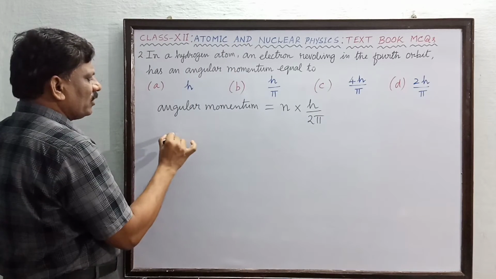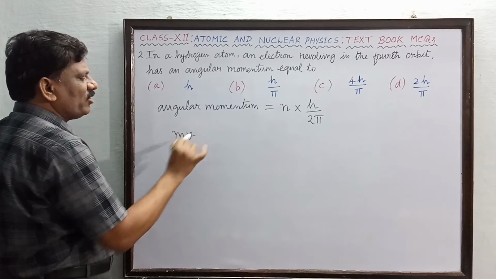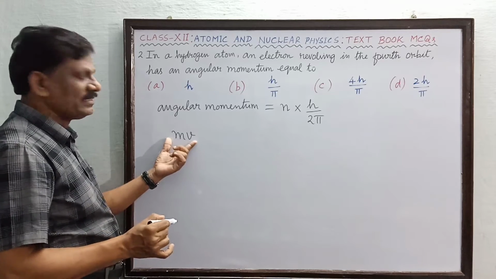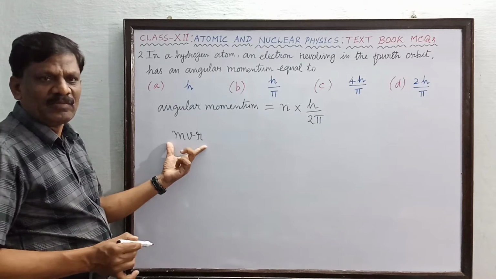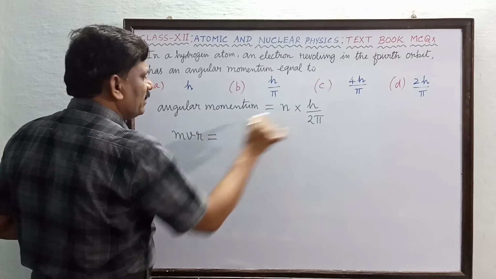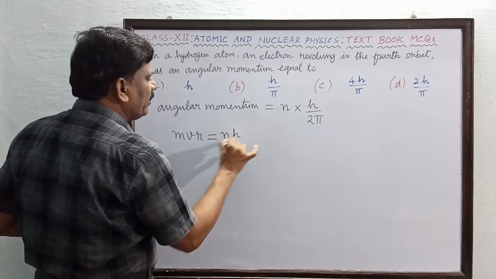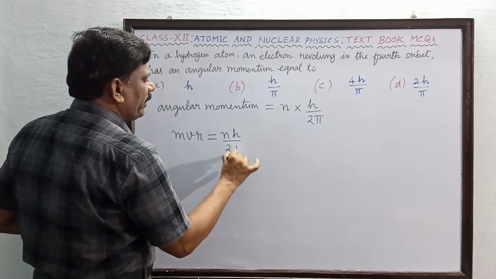Now, what is the angular momentum expression? Mass into velocity, linear velocity. Okay, this is linear momentum. So mvr is equal to angular momentum. So angular momentum is equal to nh divided by 2 pi.